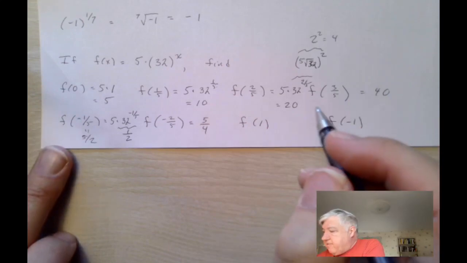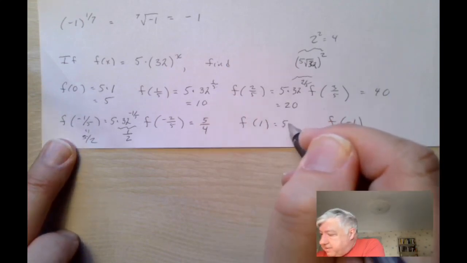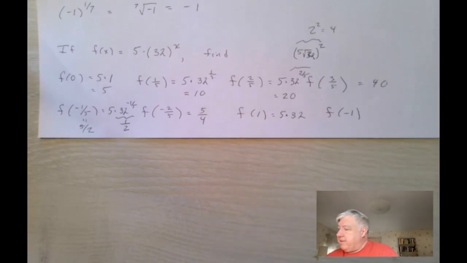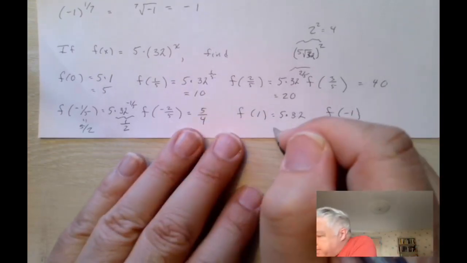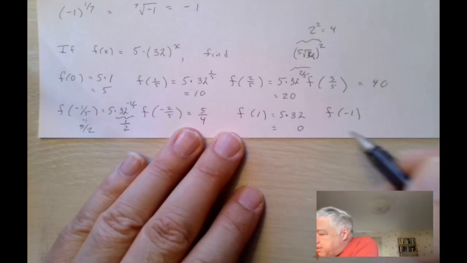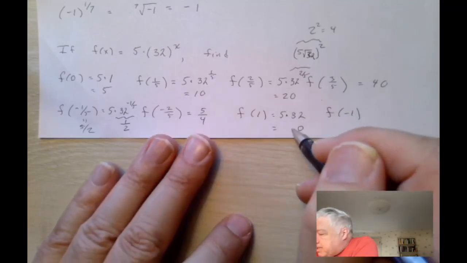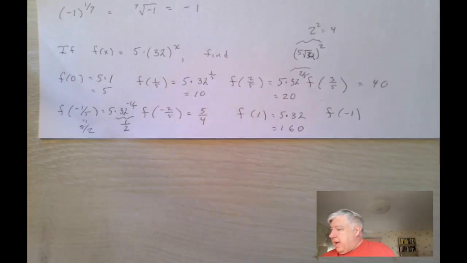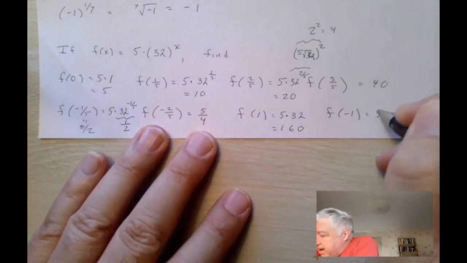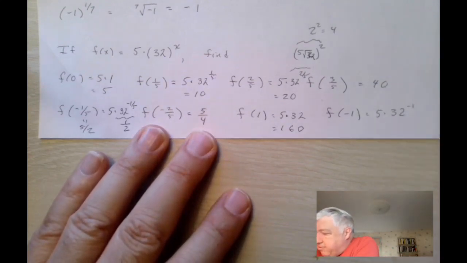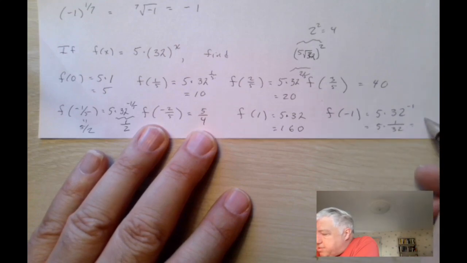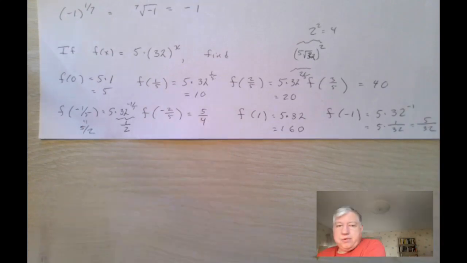f of 1 is going to be 5 times 32. Let's see if we can do arithmetic in our head. That will be, I believe, 160. And f of negative 1 is going to be 5 times 32 to the negative 1, which is just 5 times 1 over 32, or just 5 over 32.